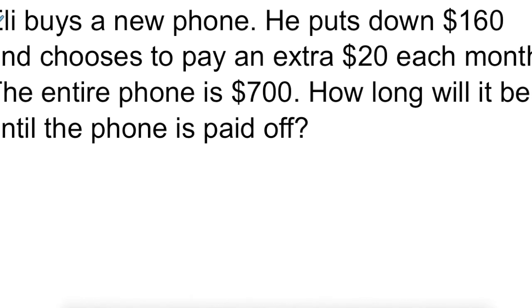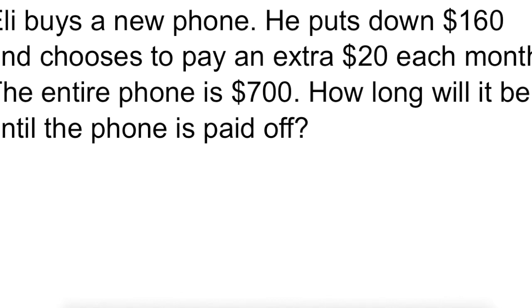So Eli buys a new phone and he puts down $160 when he purchases it. And he chooses in his plan to pay $20 each month. The whole phone is $700 and they want to know how long it's going to take until the phone's paid off. I'm not going to solve this problem right now, but what this problem is asking is, when is Eli's payments, including the $160 he put down and the $20 each month, going to be equal to the cost of the phone, which was $700?